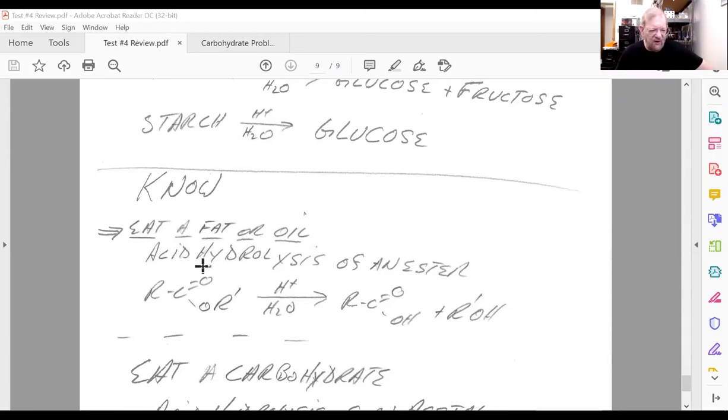When you eat a fat or oil, what happens in your stomach? Acid hydrolysis of an ester. The general formula, which you learned for test three: ester, acid, water, you get back the carboxylic acid and the alcohol you would have used to make that ester.